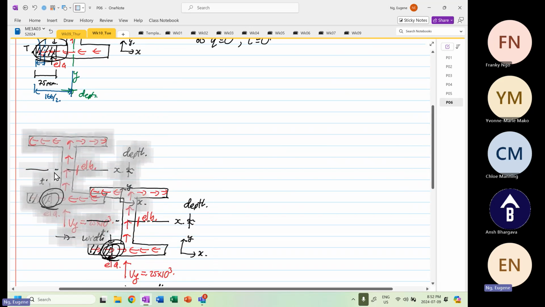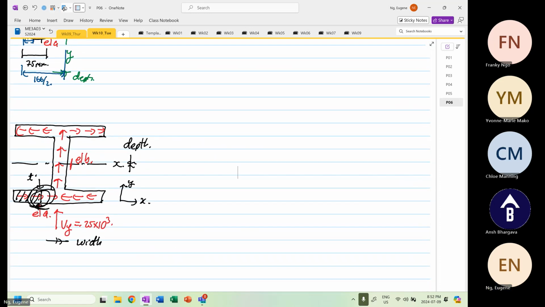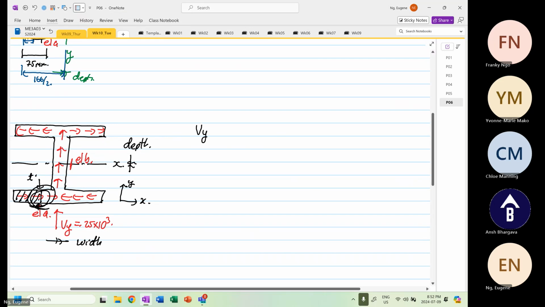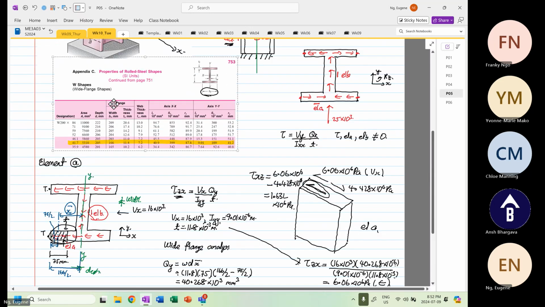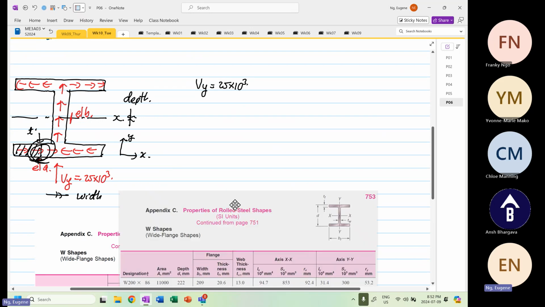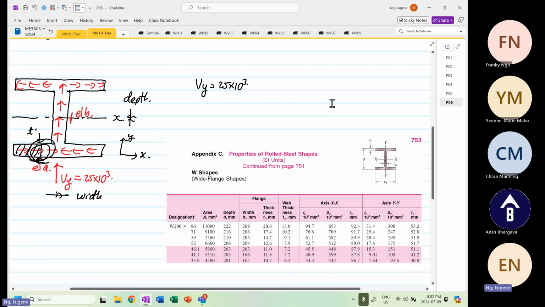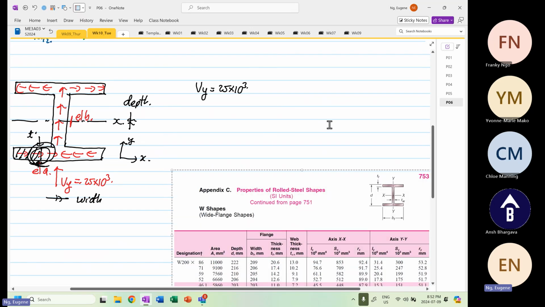That's better. So now we are going to focus on Vy, which is equal to 25 times 10 to the power 3. So I'm going to make that table again. Okay, so I'm going to use this table again. So the formula that we're going to use, right?